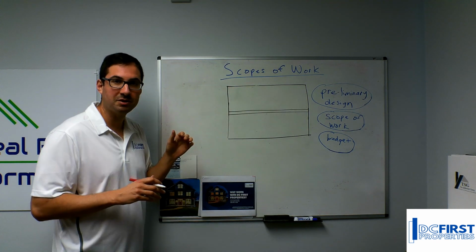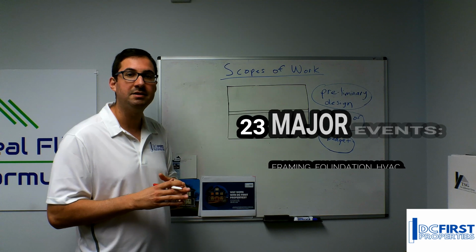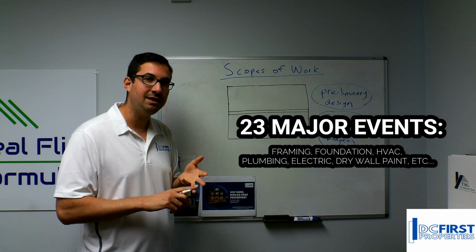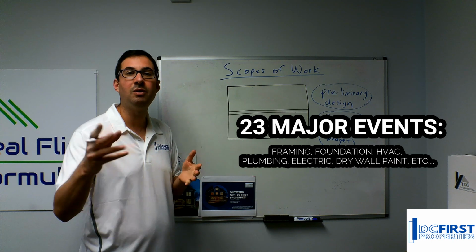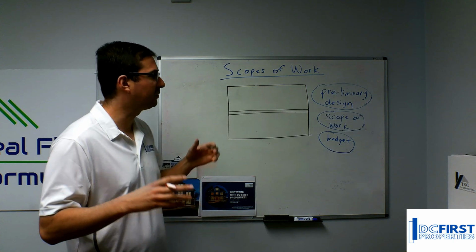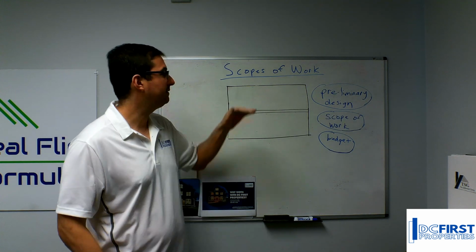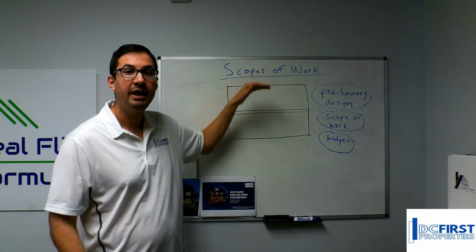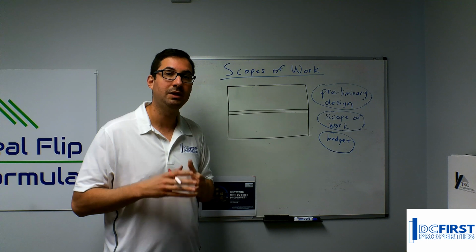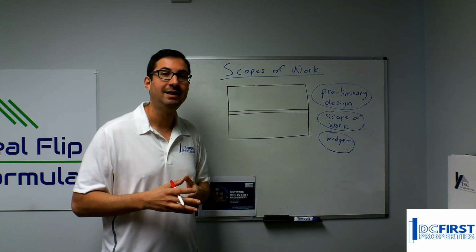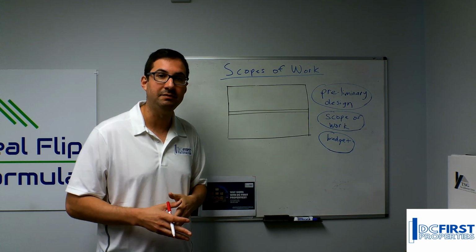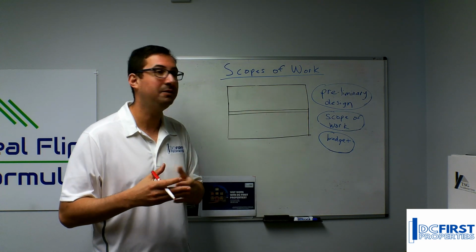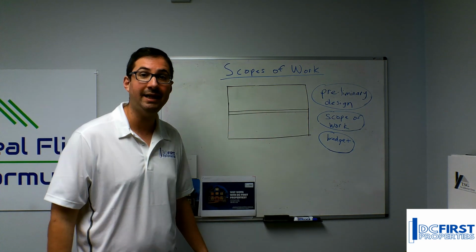In a typical construction project, you have 23 major events. Everything from framing, foundation, HVAC, plumbing, electric, drywall, paint, and so forth. Out of those 23 events, you have to have really well-defined scopes of work for each event in order to have an actual cost estimate for that project that's going to be anywhere close to even relevant. Without an estimate up front of cost that even makes sense, your whole project's going to be in chaos.